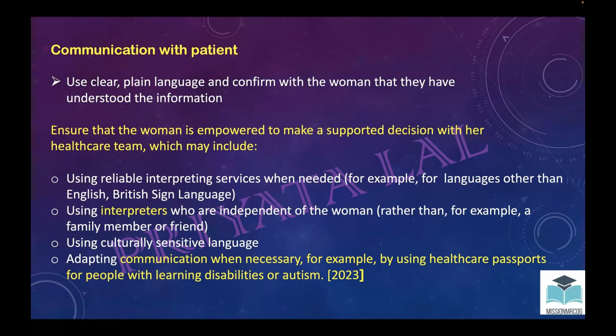Apart from this, it comes in your part 2 question. Many times it comes that you have to use the interpreter, who should not be relatives of the patient. If you find a patient of another language, then professional interpreters have to be called. They can't be family members. If the patient has any special health need, accordingly you have to arrange communication.